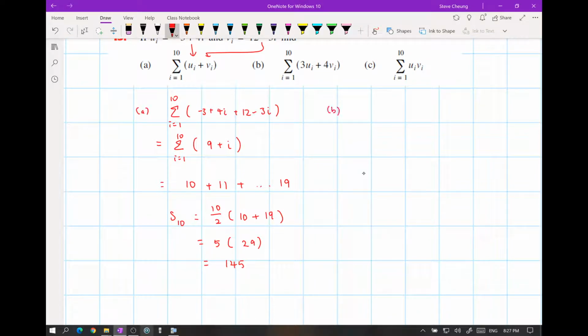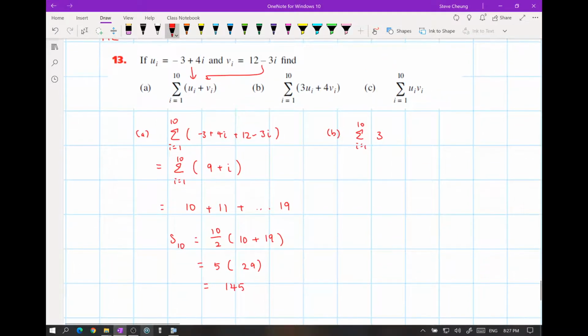For B, again, let's see what the inside is. It's 3 times u_i plus 4 times v_i. Let's put another bracket here. What's this? Negative 9 plus 12i plus 48 minus 12i. The i's cancel out. So this is just 39.